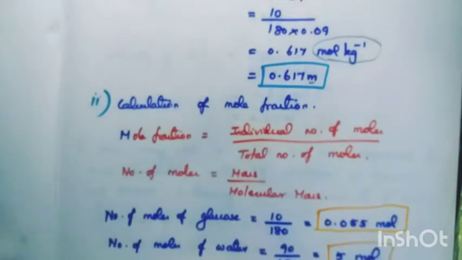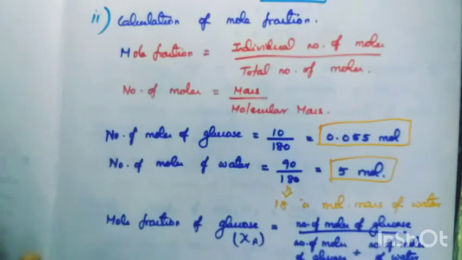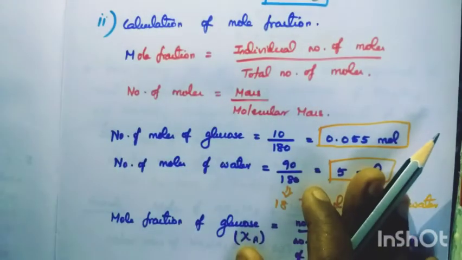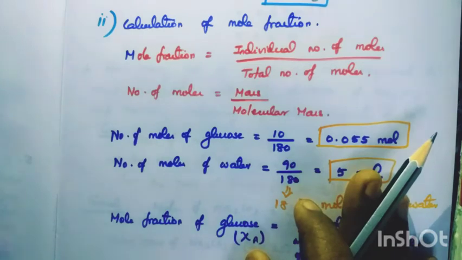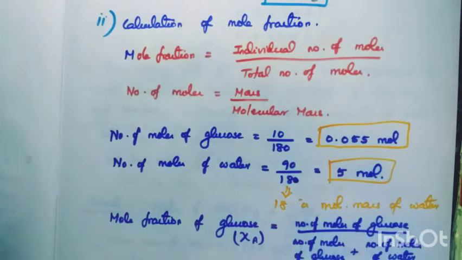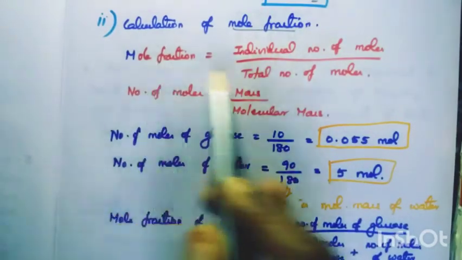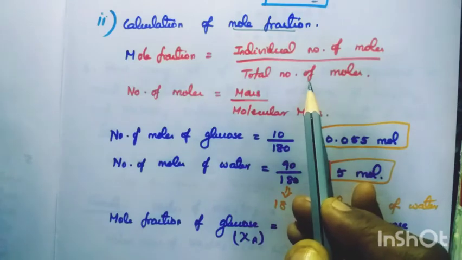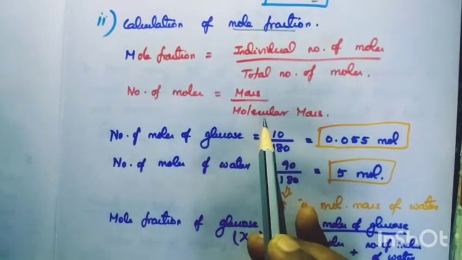Now we are going to calculate the mole fraction of solute, solvent and solution. From the solution we are going to calculate individually. What is mole fraction? Individual number of moles by total number of moles. Number of moles is equal to mass by molar mass or molecular mass.